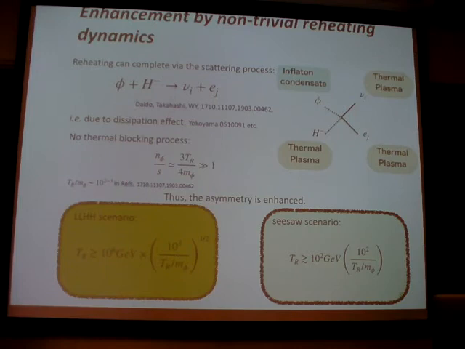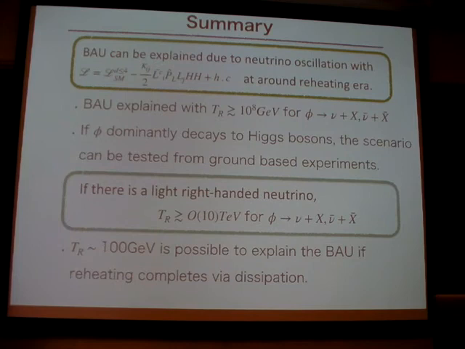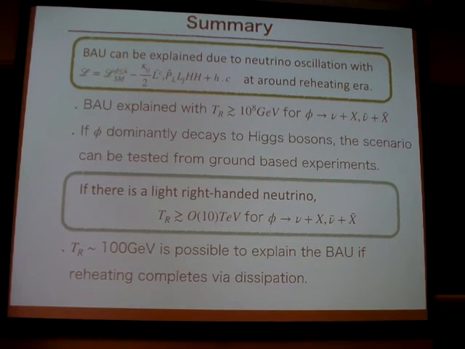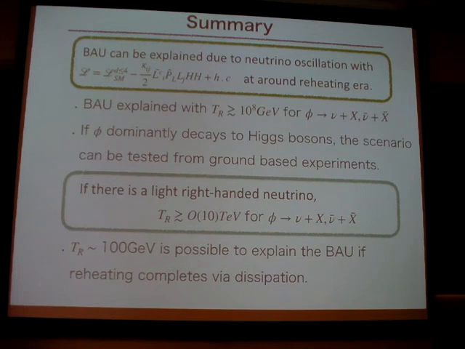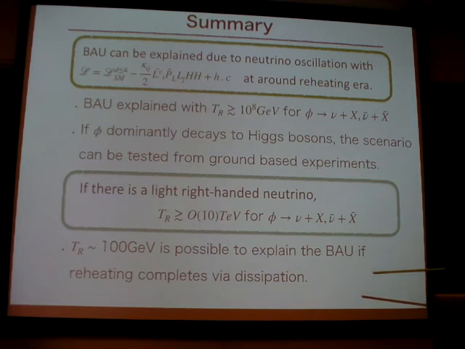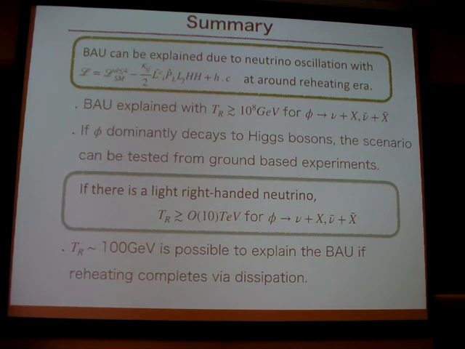So this is the end of my talk. I have shown that the asymmetry of the universe can be explained due to neutrino oscillation with the effective Lagrangian and the reheating effect. For the inflaton decay to neutrinos, the reheating temperature should be greater than 10⁸ GeV for enough baryon asymmetry. If the inflaton dominantly decays to the Higgs boson, the scenario can be tested from ground-based experiments. If there is a light right-handed neutrino, the reheating temperature can be decreased due to the asymmetry separation process. And if we consider some exotic reheating scenario, the reheating temperature can be as small as the Higgs scale. So thank you very much.